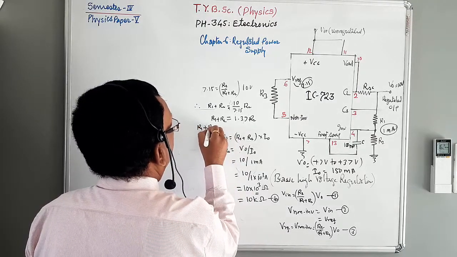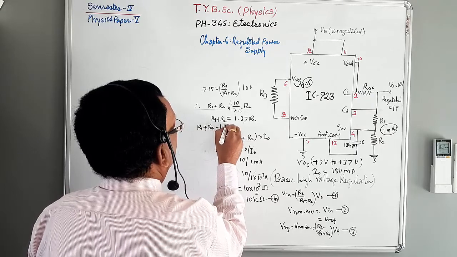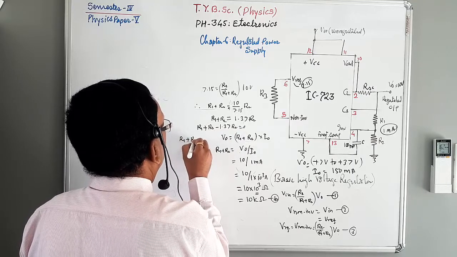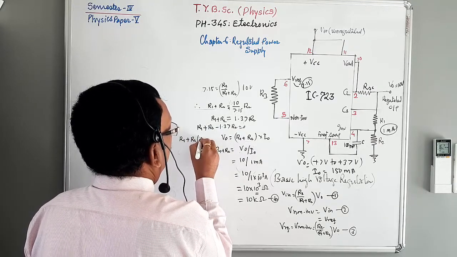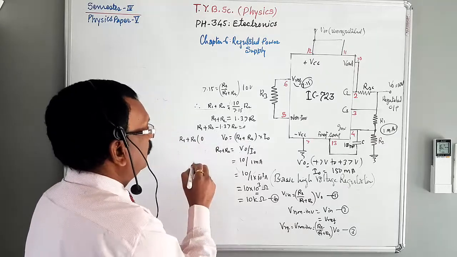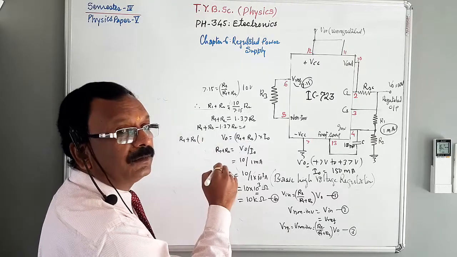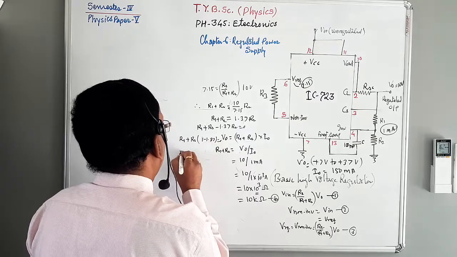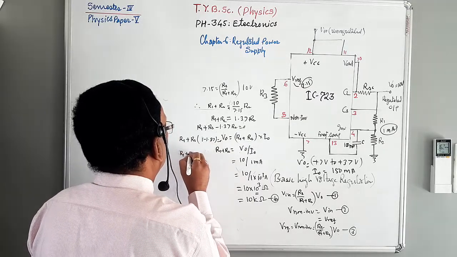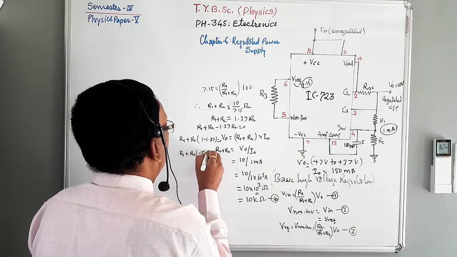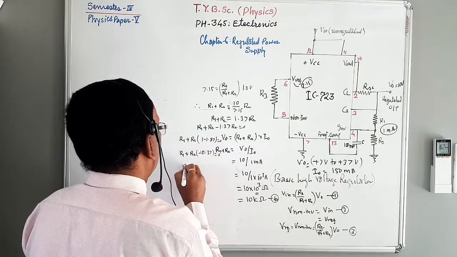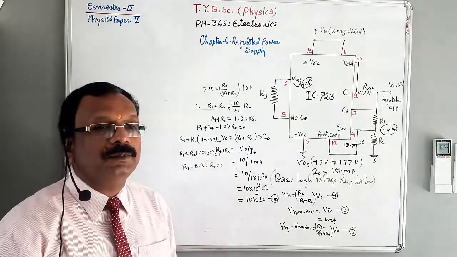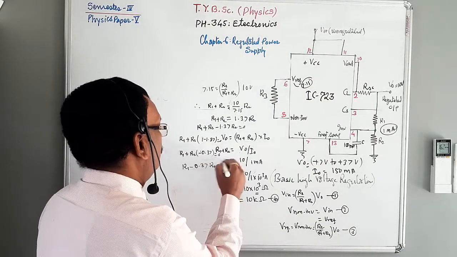R1 plus R2 minus 1.37 R2 is equal to 0. Solve this: R1 plus R2 in bracket, 1 minus 1.37 is equal to 0, or R1 plus R2 in bracket minus 0.37 is equal to 0, or R1 minus 0.37 R2 is equal to 0. This is equation 5.